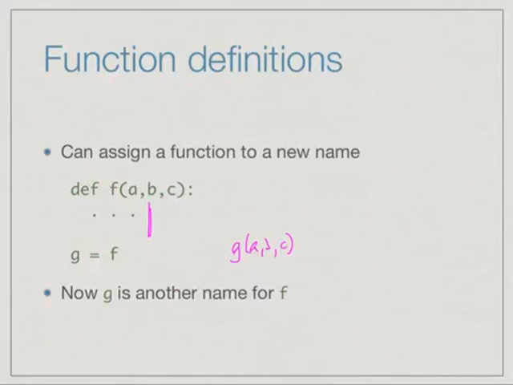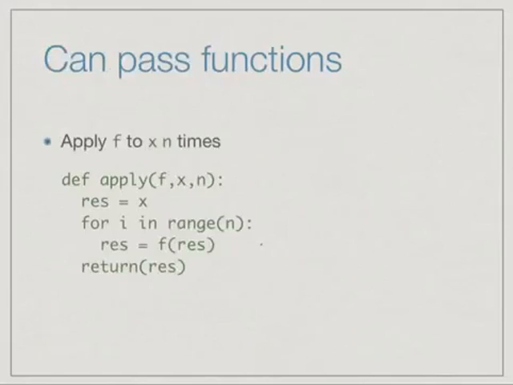Now why would you want to do this? One useful way in which you can use this facility is to pass a function to another function. So suppose we want to apply a given function f to its argument n times. Then we can write a generic function like this called apply, which takes 3 arguments. The first is a function, okay? The second is the argument, and the third is the number of times, the repetitions. So you start with the value that you have provided, and as many times as you are asked to, you keep iterating the function f.